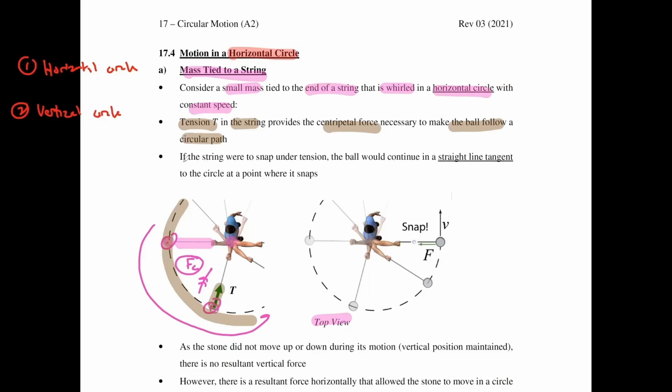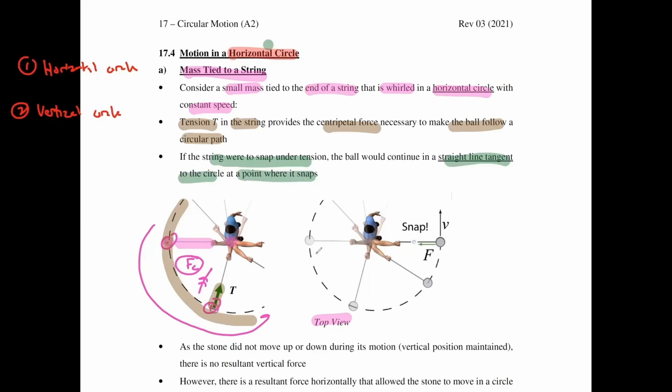Now if you keep swinging your mass in a circle, if you swing it too fast, you can imagine that eventually the string will snap. Now in the case where the string suddenly snaps under tension, what happens is that the ball won't continue to move in a circle. Instead, it will continue to move in a straight line tangent to the circle at the point where it snaps.